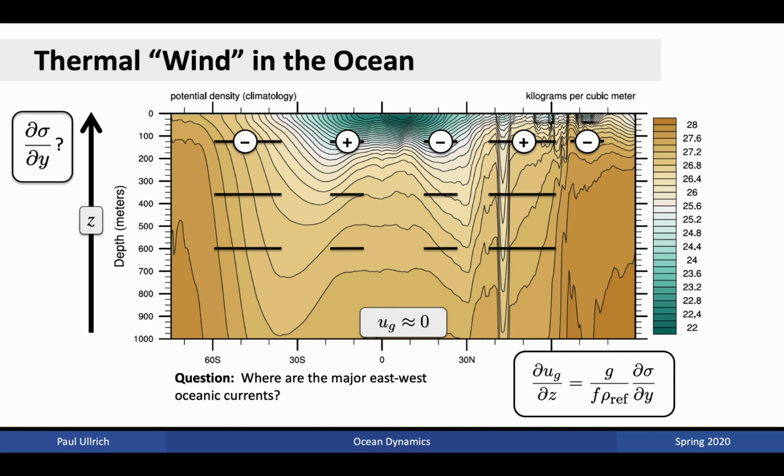Alright, so looking at this plot of potential density, we can see on the far left-hand side that as you go from the polar regions towards the subtropics, density decreases. Consequently, ∂σ/∂y along this cross-section is negative. And the same thing holds regardless of how deep you go.